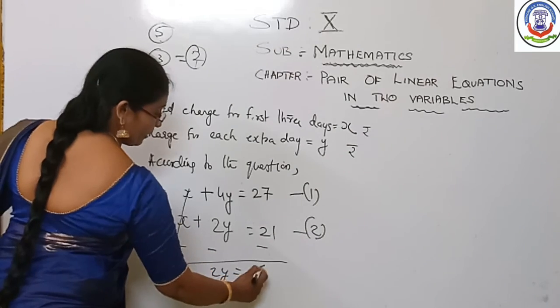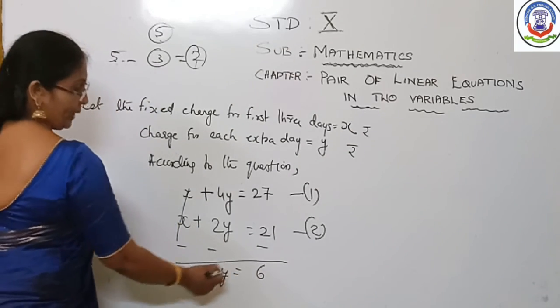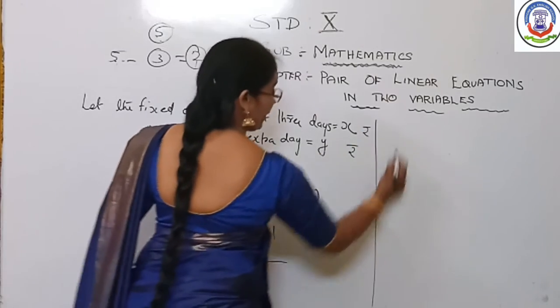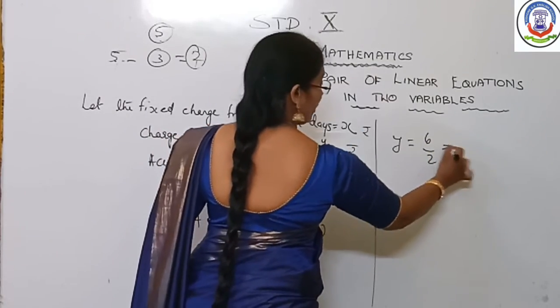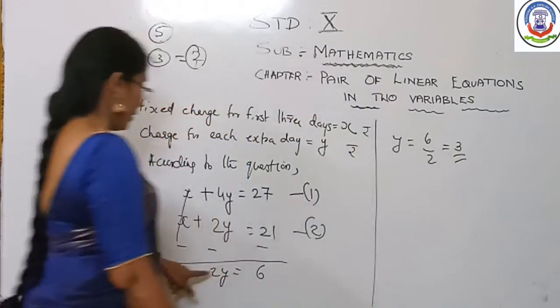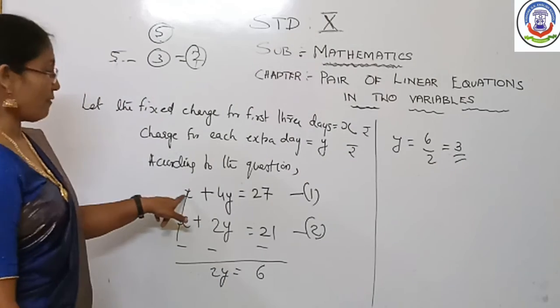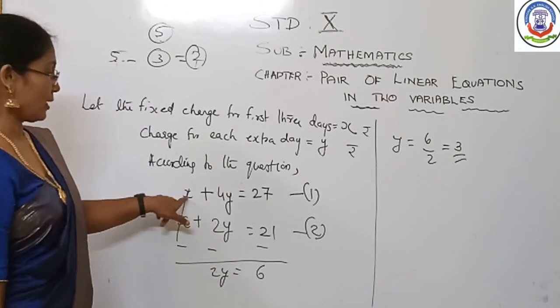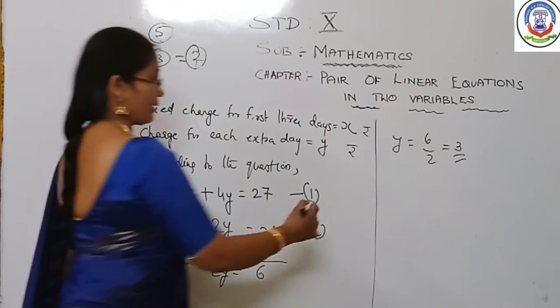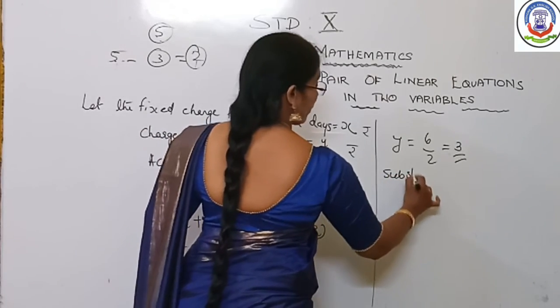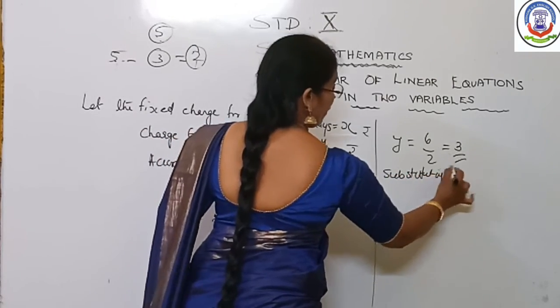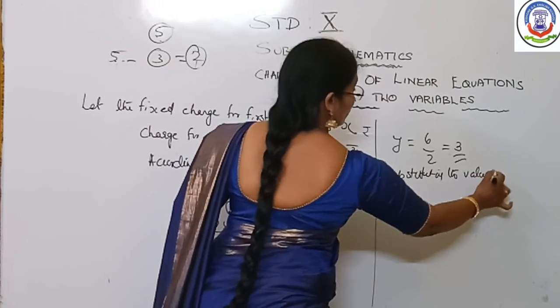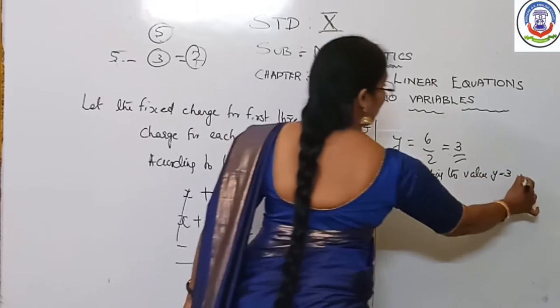How much will it come to? It will come 6. 2y equal to 6. That means y equal to 6 by 2 equal to 3. Now substitute the value of y in any of the equations. I am substituting the value y equal to 3 in equation number 1.